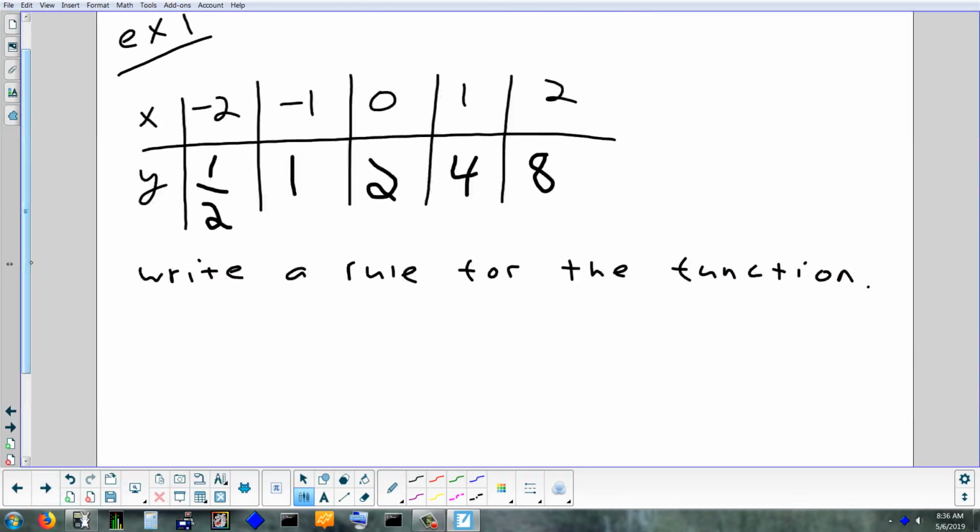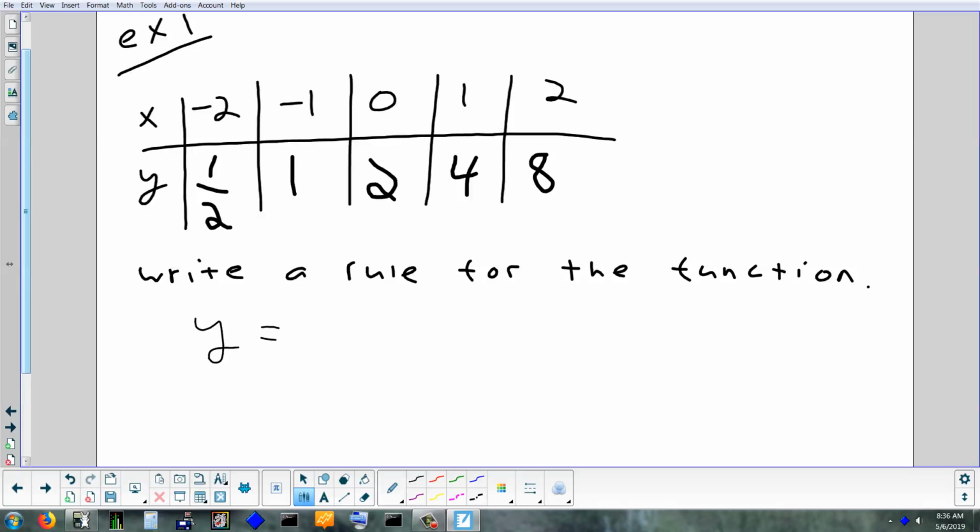Okay, so let's see if we can write a rule for this function. First thing I want to write down, I think you guys have to fill in the numbers for that table first. Okay, so you got to fill in those. Can somebody tell me what's the formula? It's not y equals mx plus b. What's the pattern we're using? Y equals what?